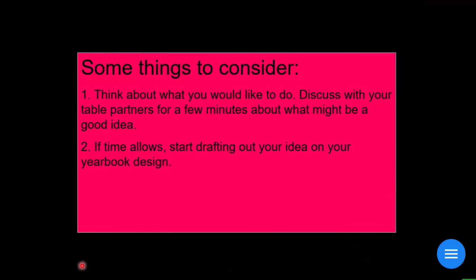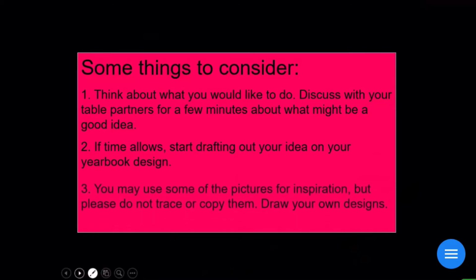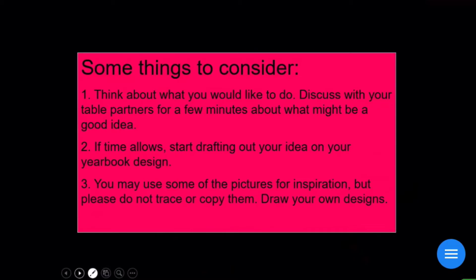You do need to use the template, though, that will be either sent to you in Teams or will be attached to this video. And then lastly, you can use photographs for inspiration, but don't trace or photocopy them and cut them out and paste them on. It needs to be your own drawing.